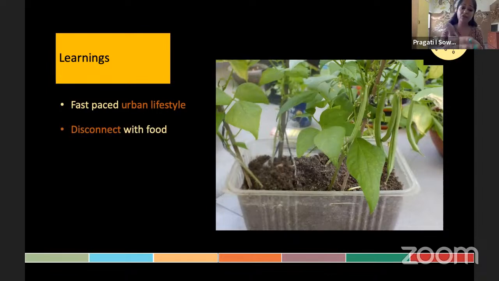The other learning is the disconnect that we see in our children through food, because of which the gap between the child and nature, or human and nature, is increasing by the day.